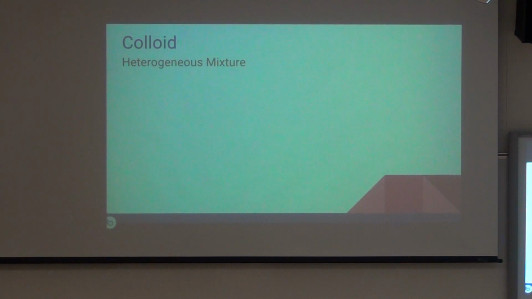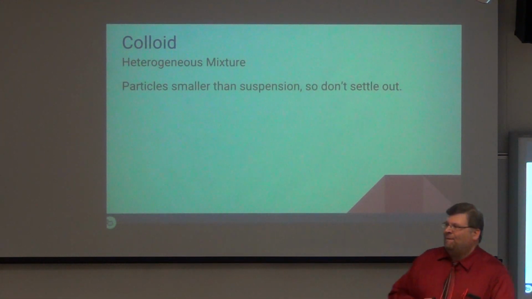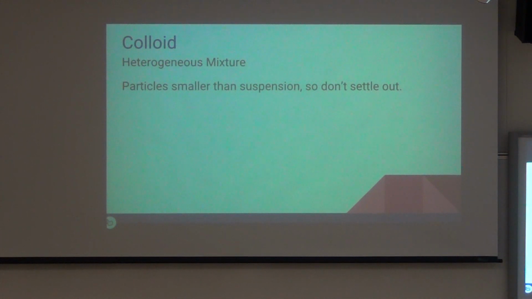Blood is another good example. It looks at first like it's homogeneous, but after a while, if you let it sit, it's almost like a suspension. You can start to see different parts separating out. But in a colloid, the particles are definitely a little smaller than what you find in a suspension. They won't settle out. They'll stay churned up.